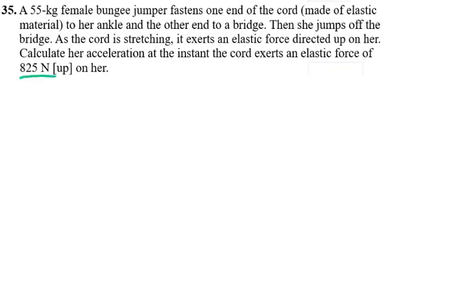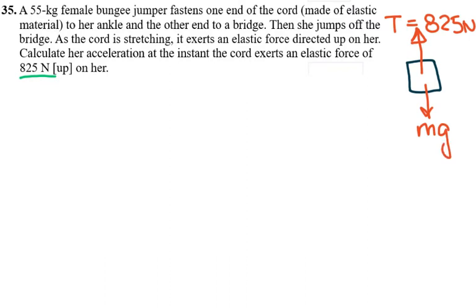So if I imagine this is the jumper, and at the moment when the force exerted up on her is 825 newtons, I'm going to call this tension force, and her force of gravity is mg, and the acceleration, I would assume that she's still falling down. Acceleration is this way. If I did not choose acceleration in the right direction, I'm going to get a negative sign. Then I will know that I chose my acceleration in the wrong direction.